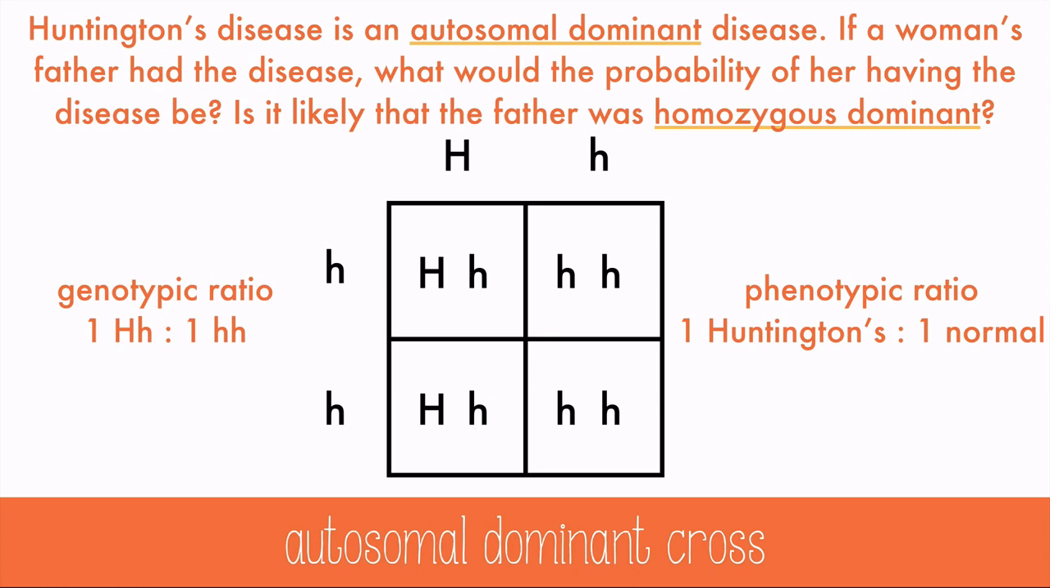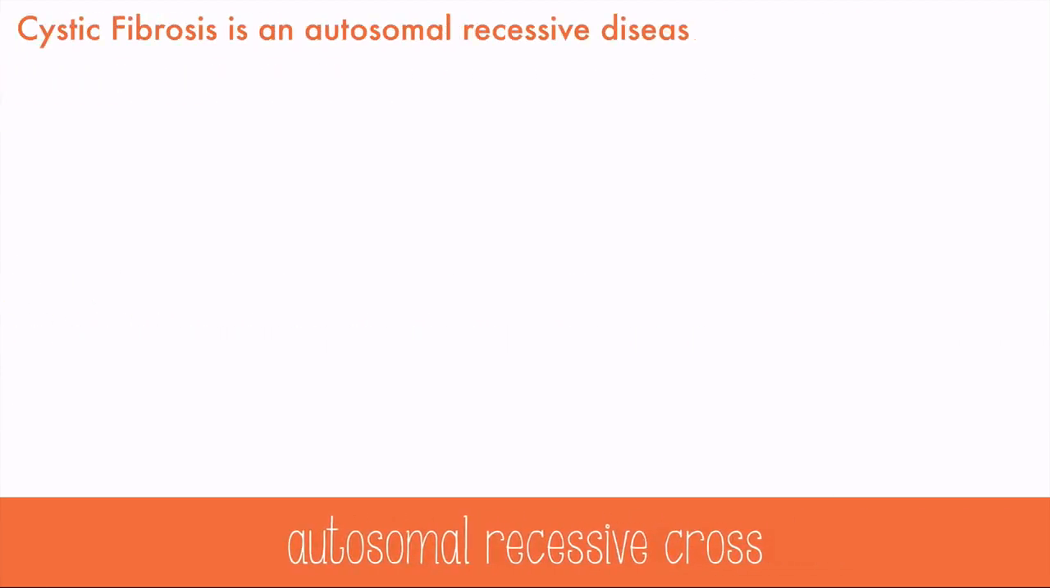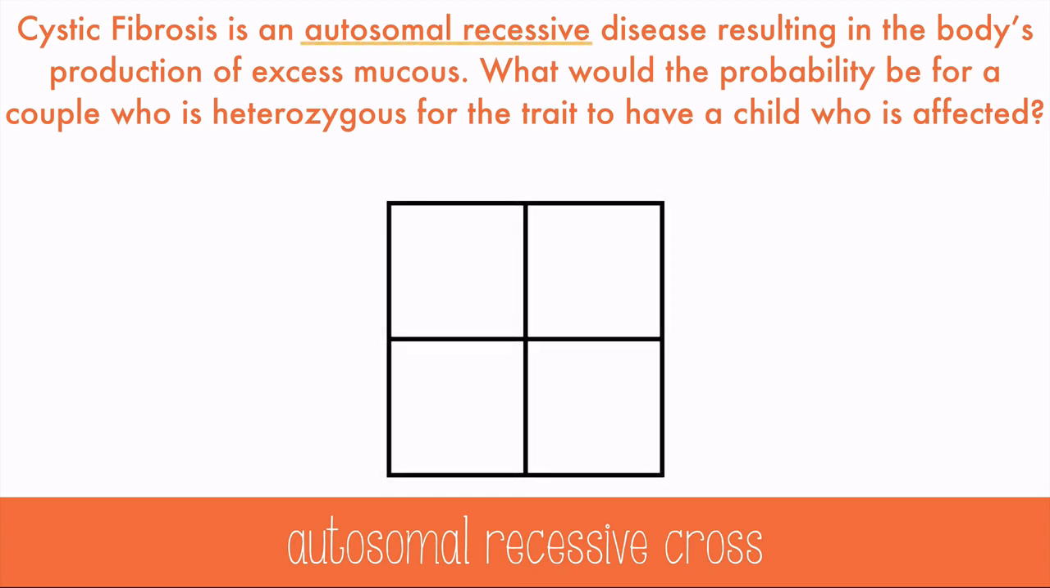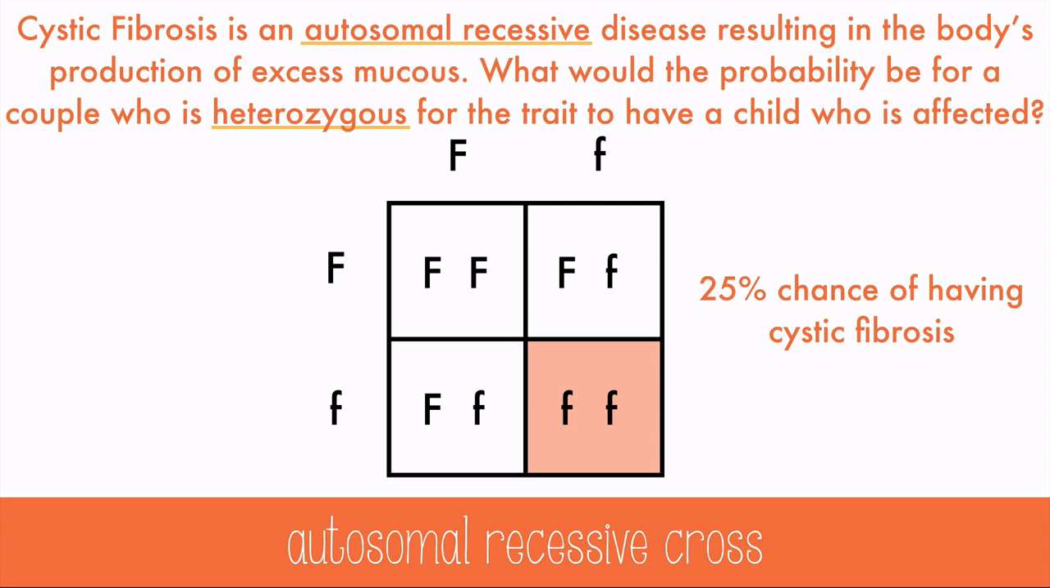Let's look at a recessive disorder. Cystic fibrosis is an autosomal recessive disease resulting in the body's production of excess mucus. What would the probability be for a couple who is heterozygous for the trait to have a child who is affected? Since it's autosomal recessive, both recessive alleles would be needed to show the disease. The parents are both heterozygous. Being heterozygous for a recessive trait can also be called a carrier. Fill out the Punnett square, and we see that there's a 25% chance that they'll have a child with cystic fibrosis. The other 75% would be unaffected.